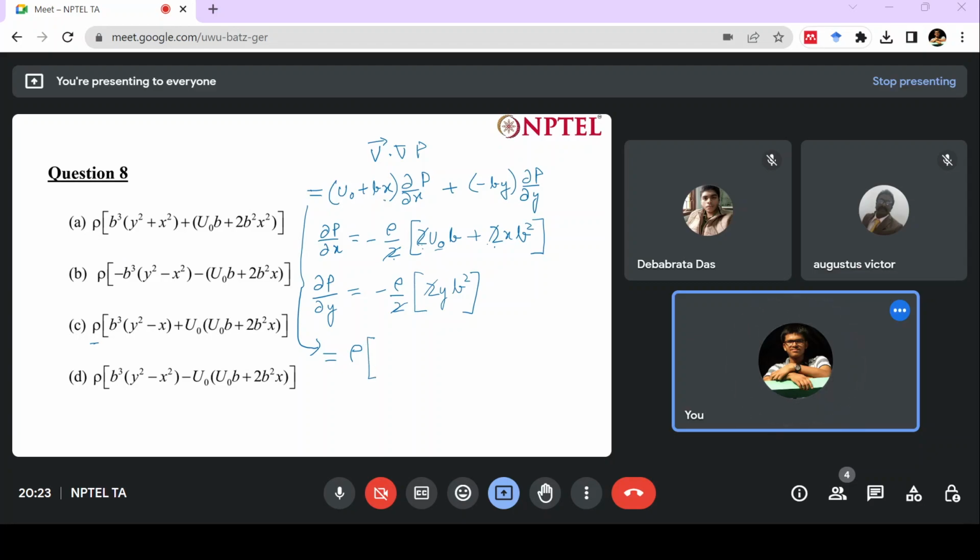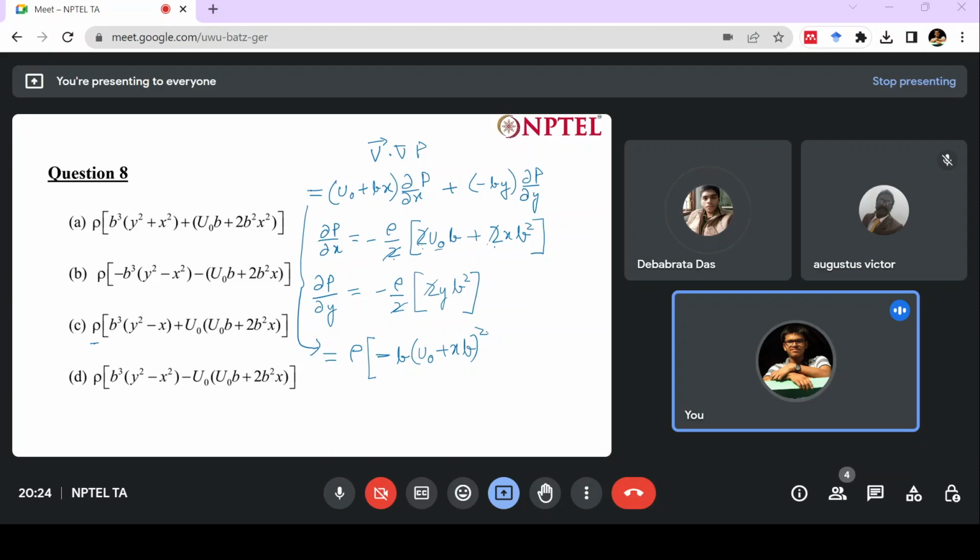So if I have this here, I can take b common. The minus sign is there, and if I substitute it here and take b common, then I will have u0 plus xb, which is same as this. So if I take b common here, then this will be simply u0 plus xb whole square. Right? This is correct.